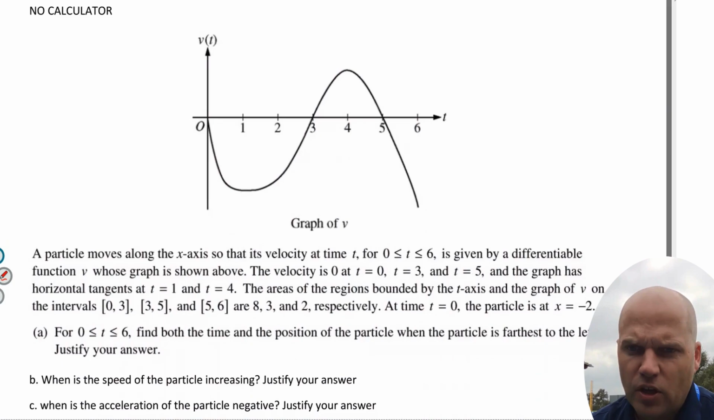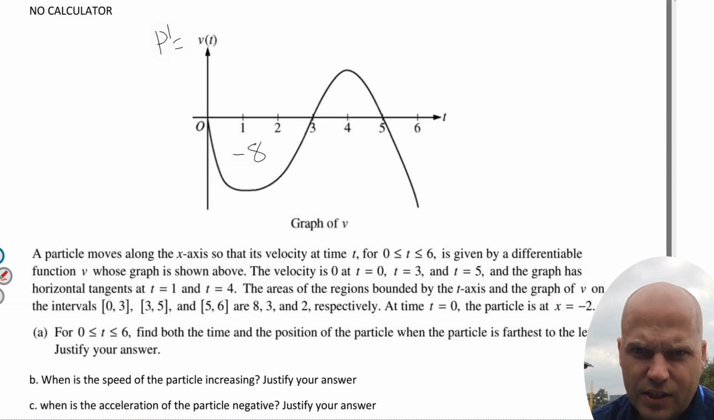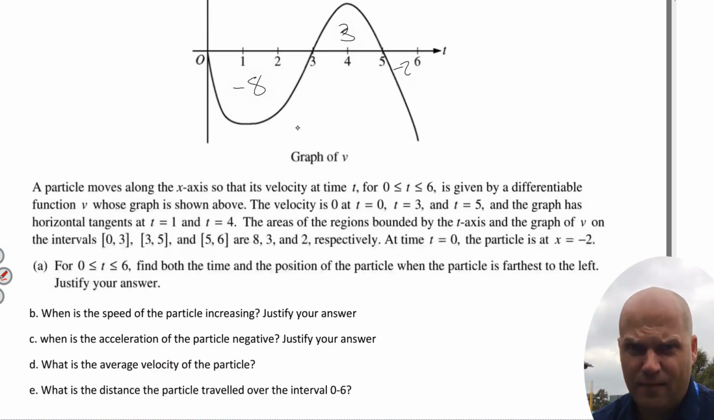All right, particle moves along the x-axis, so its velocity is given. Velocity is 0 at 0, 3, and 5. I see that. This is my derivative. Areas are 8, 3, and 2. Since they say the area is 8, you need to know that the accumulation would be negative 8 here. Okay, find the time and position when the particle's furthest left.